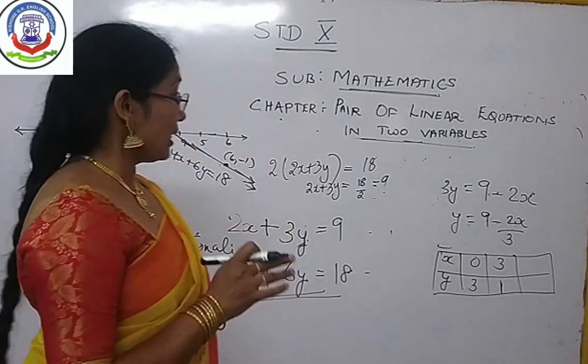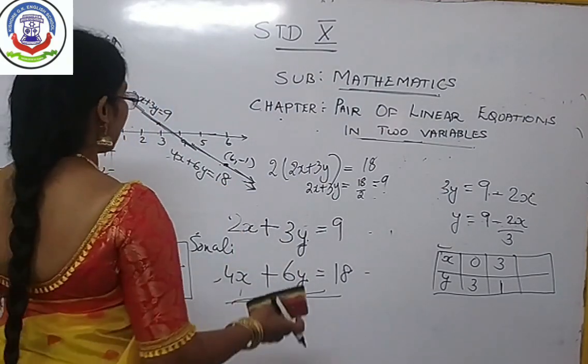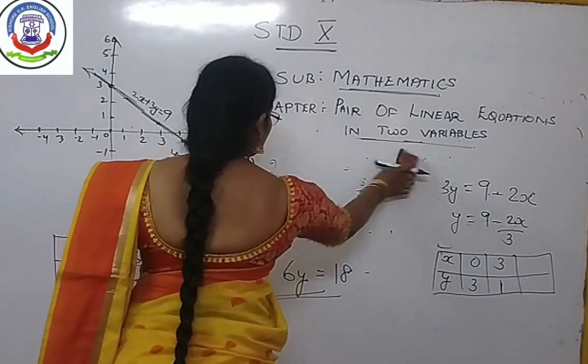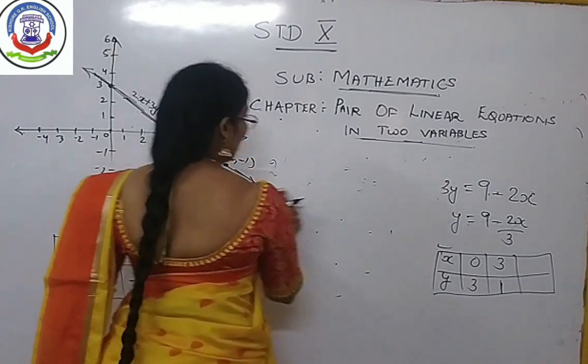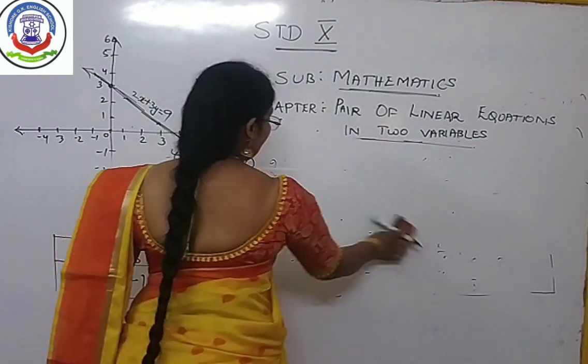This is for example number 2. Now let us look at the other case. Third example. So let me look at that sum. There also two equations are given. What are the two equations given?